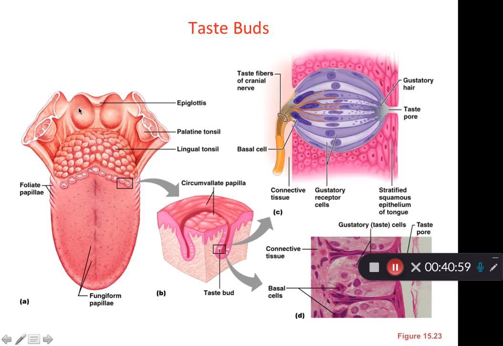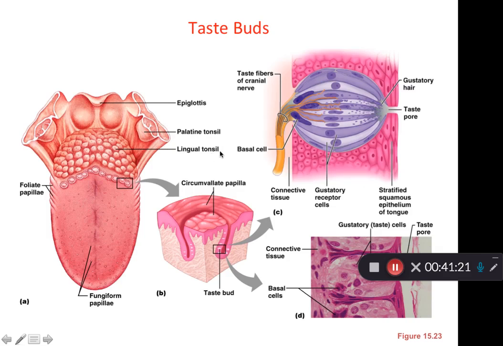So this is the epiglottis. We can see here, the epiglottis also contains a certain type of taste buds. Here is the palatine tonsil. This is the lingual tonsil.